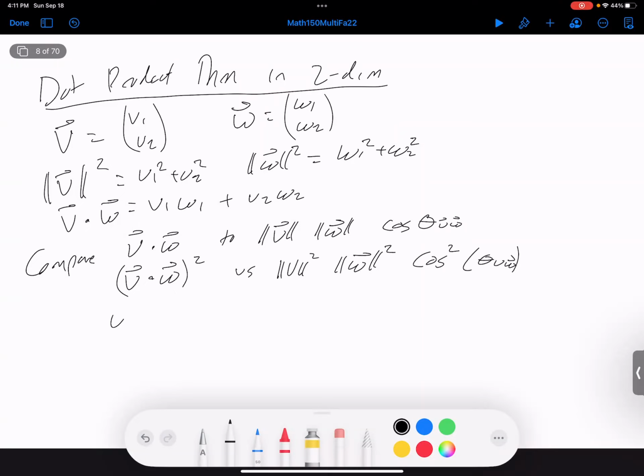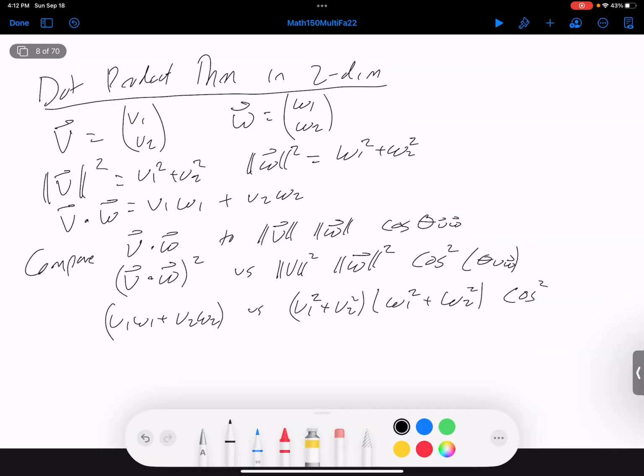So this is going to be V1 W1 plus V2 W2 versus V1 squared plus V2 squared, W1 squared plus W2 squared, cosine squared. Okay?